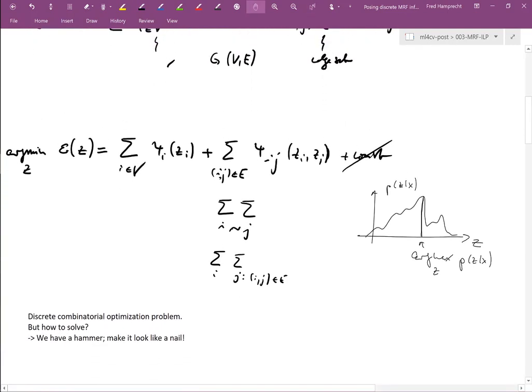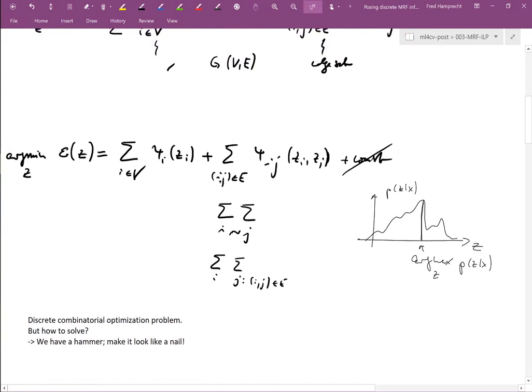Okay, so if we have 1,000,000 random variables, then we now have a function of 1,000,000 random variables that we want to optimize over. This is a discrete combinatorial optimization problem. How do we solve it?